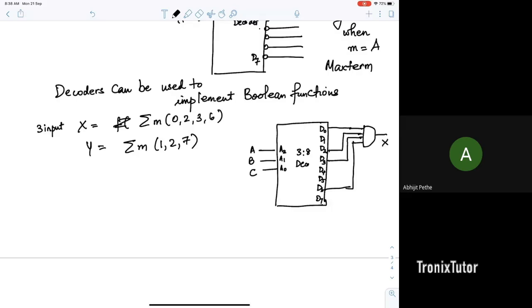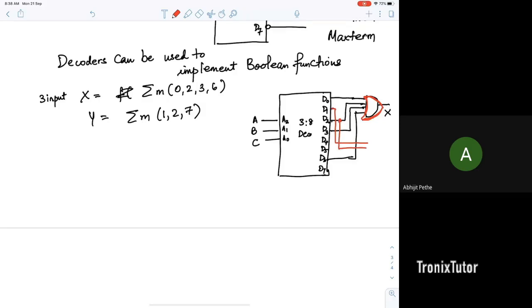And similarly, when I want to implement the second function, I'll take 1. Would it be an OR gate or an AND gate? Sorry, OR gate. Right. And similarly for the other one, I'll take 1, I'll take 2, and I'll take 7, send it through an OR gate, and that's going to be my function y. So decoders find a use. One is address decoding, as we just saw, but it's also used a lot to implement Boolean functions.